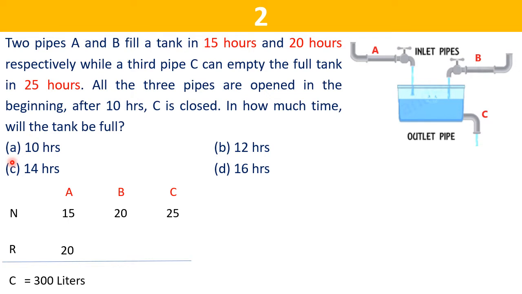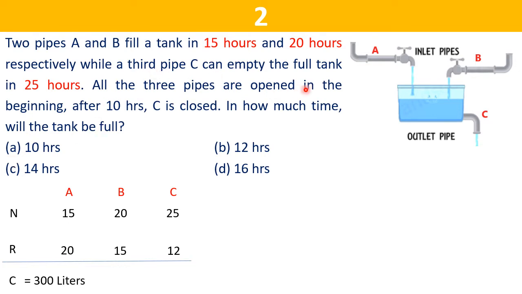300 divided by 20, that is equal to 15 liters per hour. And what is the rate of emptying by pipe C? It is 300 divided by 25, which is equal to 12 liters per hour. Now let us do the calculation as mentioned in the problem.